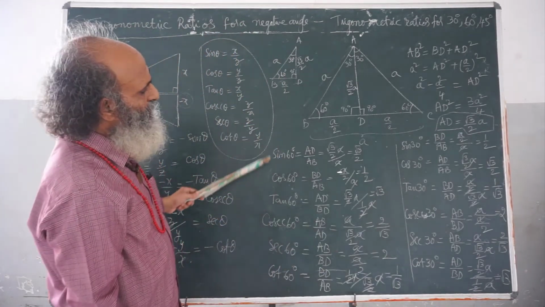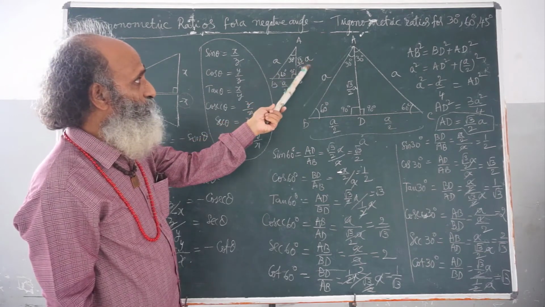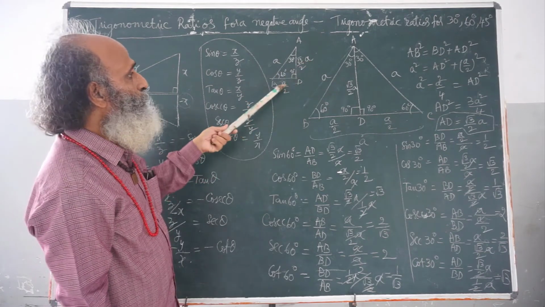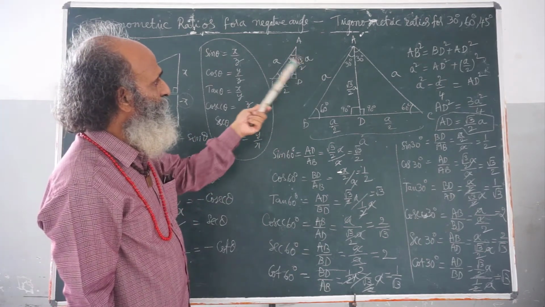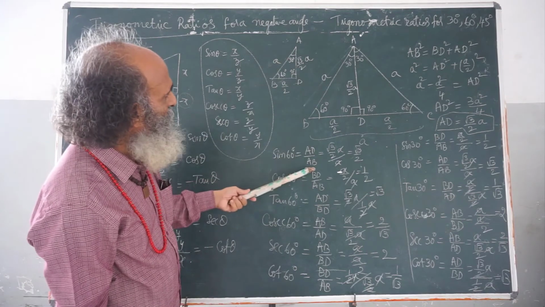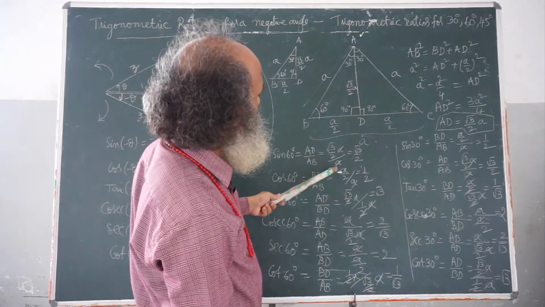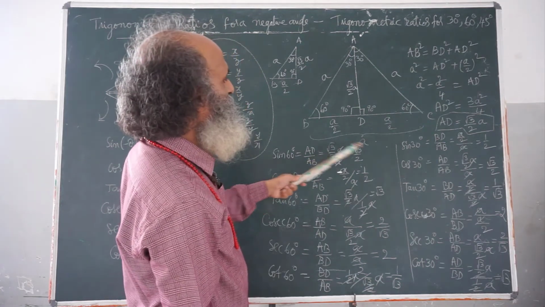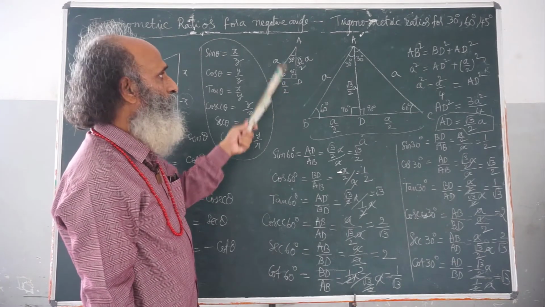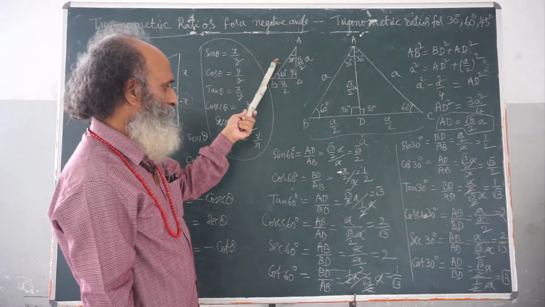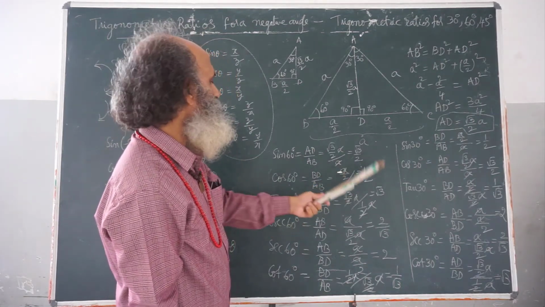Now let us look at 60 degrees. This is 60. So now AD becomes the opposite side, BD becomes the adjacent side. Sin 60 is equal to opposite side by hypotenuse. That means AD by AB, which is root 3 by 2A by A. A cancel, root 3 by 2. Cos 60 is adjacent side by hypotenuse. BD by AB, A by 2 by A. A cancel, 1 by 2.